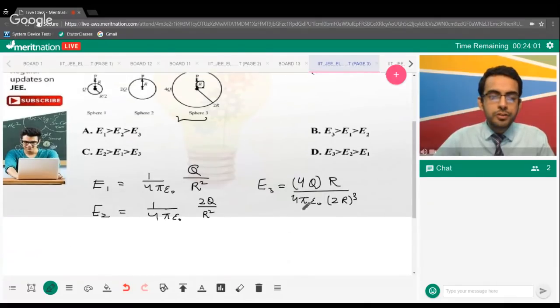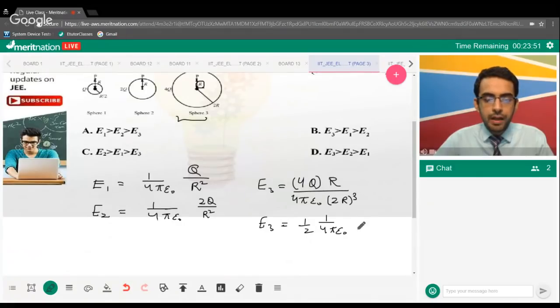From here, students, you can understand that E3 is equal to 1 by 2, 1 over 4 pi epsilon naught Q by r square. So you can easily say that E2 is greater than E1, and that is greater than E3.